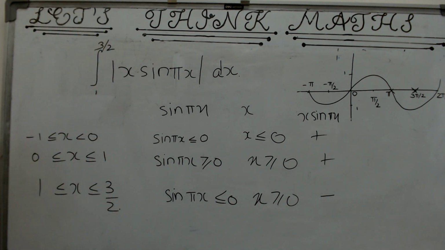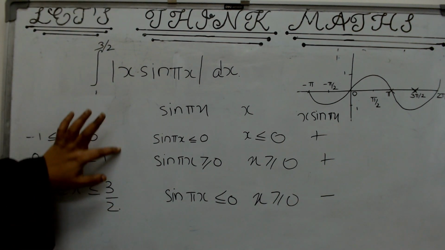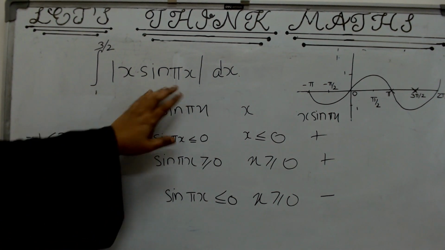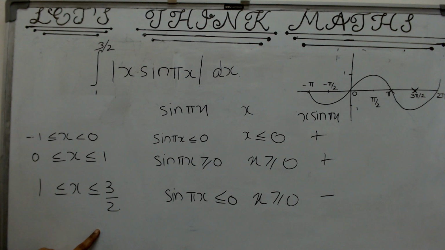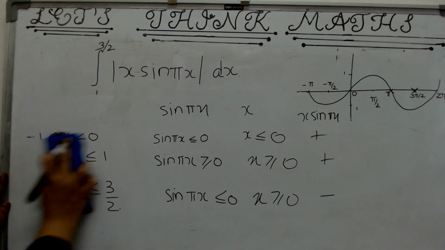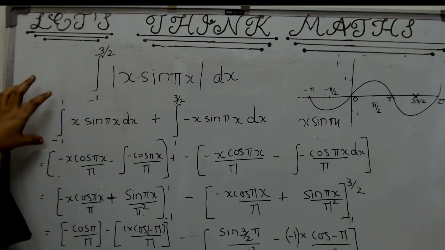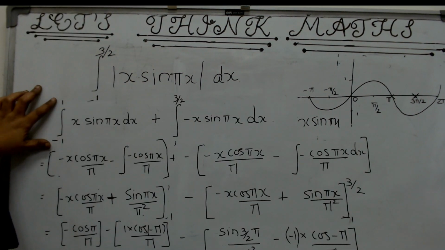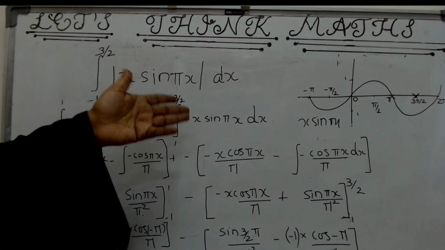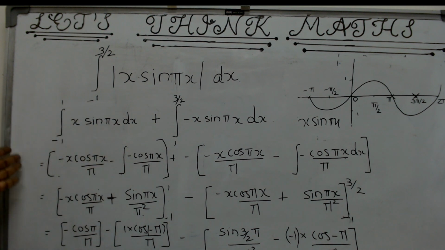So what do you have? From -1 to 1, it is positive. You have x sine pi x. But then from 1 to 3 by 2, you have minus x sine pi x. So that is how we are going to split our interval. This is what our function has become now. From -1 to 1, it is positive. From 1 to 3 by 2, it is negative. So now we will integrate.